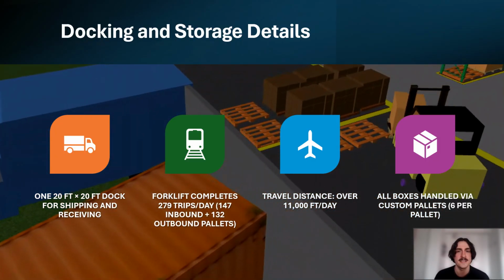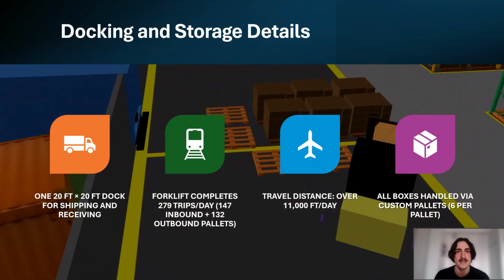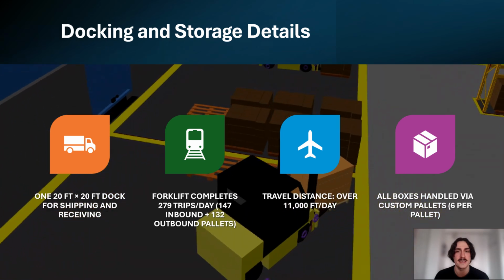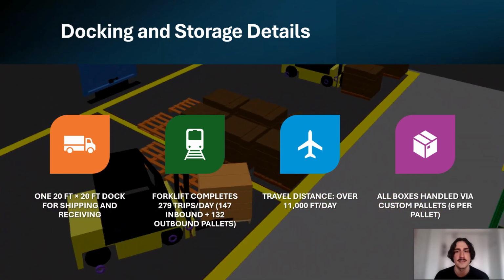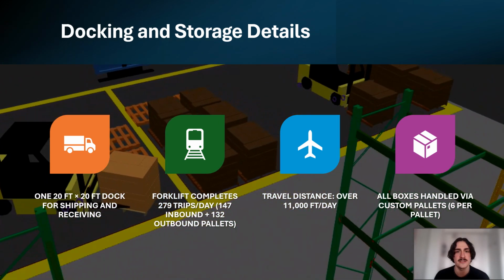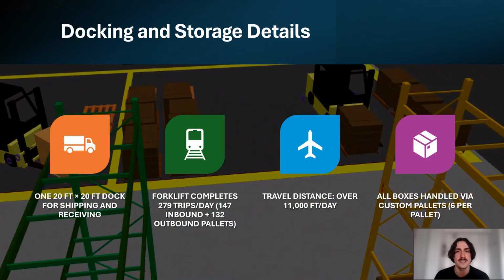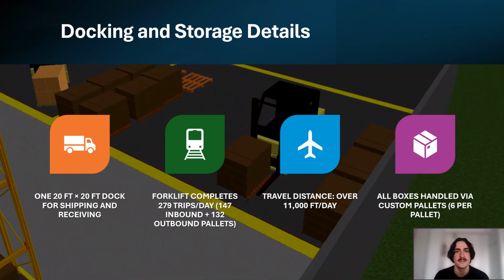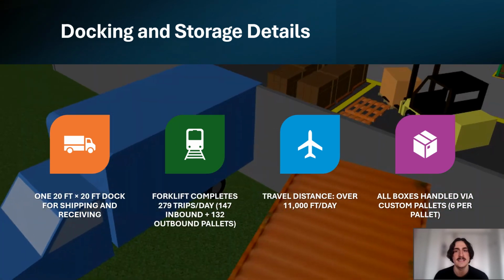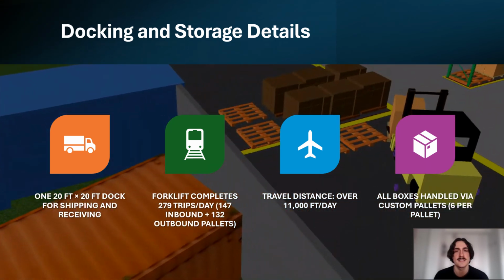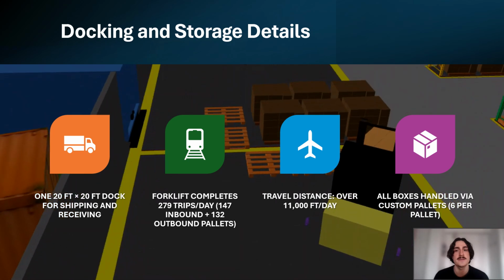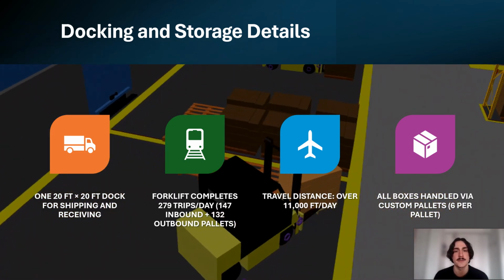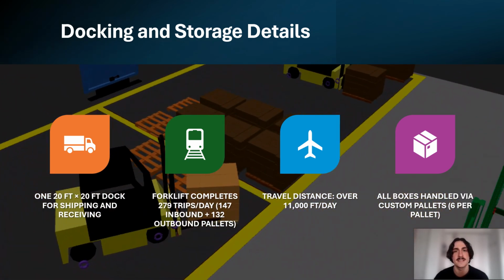Our dock is designed to be compact but efficient, handling both incoming raw materials and outgoing finished products. Based on our calculations, the forklift will make 279 round trips per day, totaling over 11,000 feet in travel. This is feasible within an 18-hour work window and minimizes idle time. We also custom-sized pallets to fit 6 boxes per pallet to reduce the number of necessary trips.